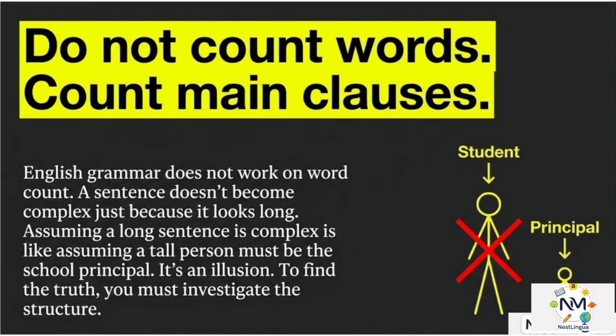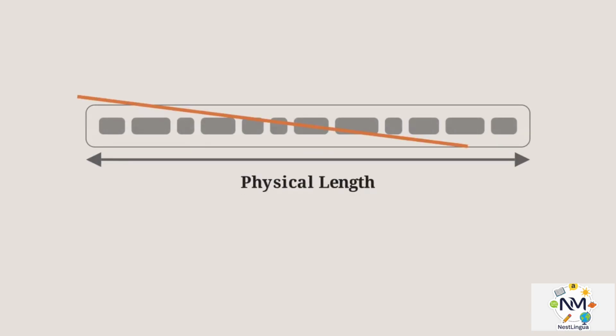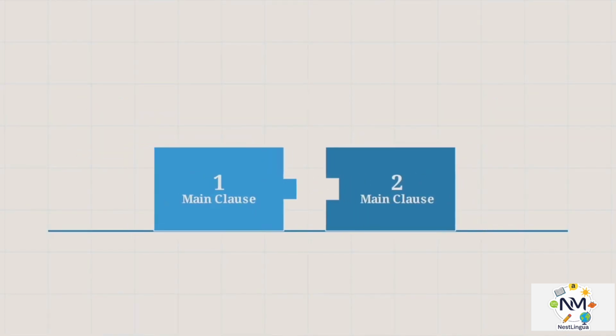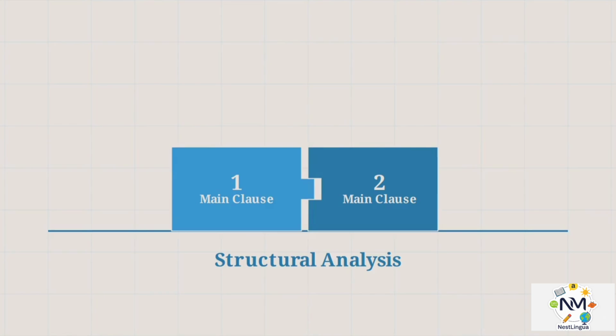As this illustration shows, assuming a long sentence is complex is like assuming the tallest person in the school must be the principal. It is a visual illusion. This rule is essential because it prevents you from judging a sentence by its physical length. By counting main clauses, you move away from guessing and begin a structural analysis.